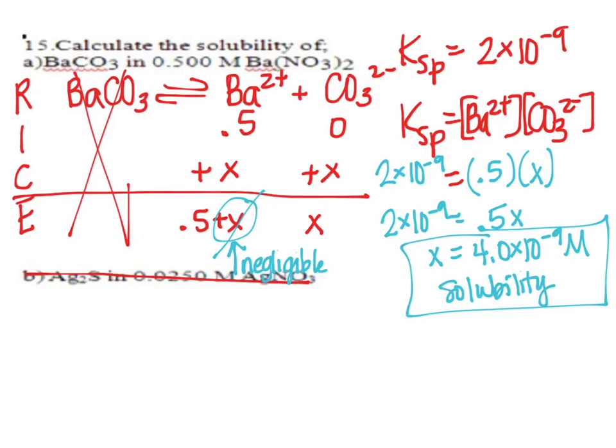Now, what happened to our solubility when we went from water to dissolving it in barium nitrate? Our solubility in water was 4.47 times 10 to the minus 5, and now it's 4 times 10 to the minus 9, so it's gone down a lot, okay? Would it be wrong if we had still gone the quadratic route? No, you can do it. It's just they're not going to make you do that because of the quadratic equation and calculators. There is also a 5% rule, and we'll talk about that in acids and bases. If it's anything less than 5%, then you can say it's negligible.